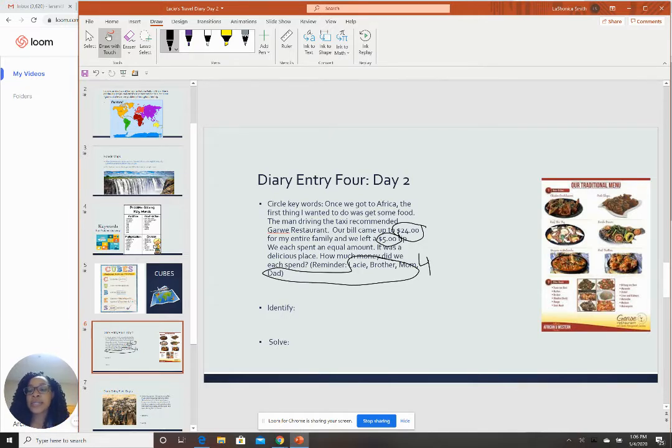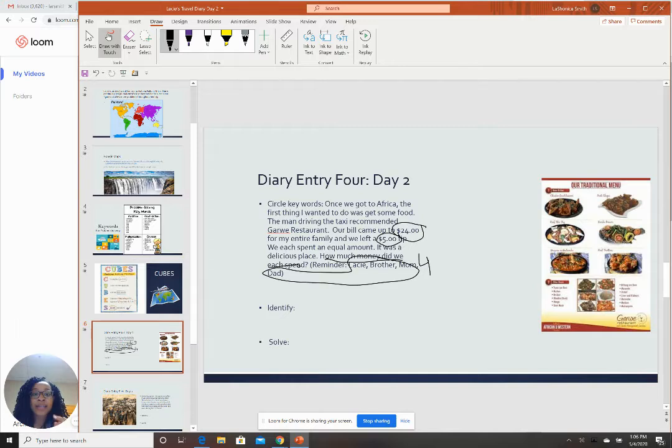Okay, so let's do the next step in our strategy, underline the question. The question is, how much money did we each spend? Underline that.